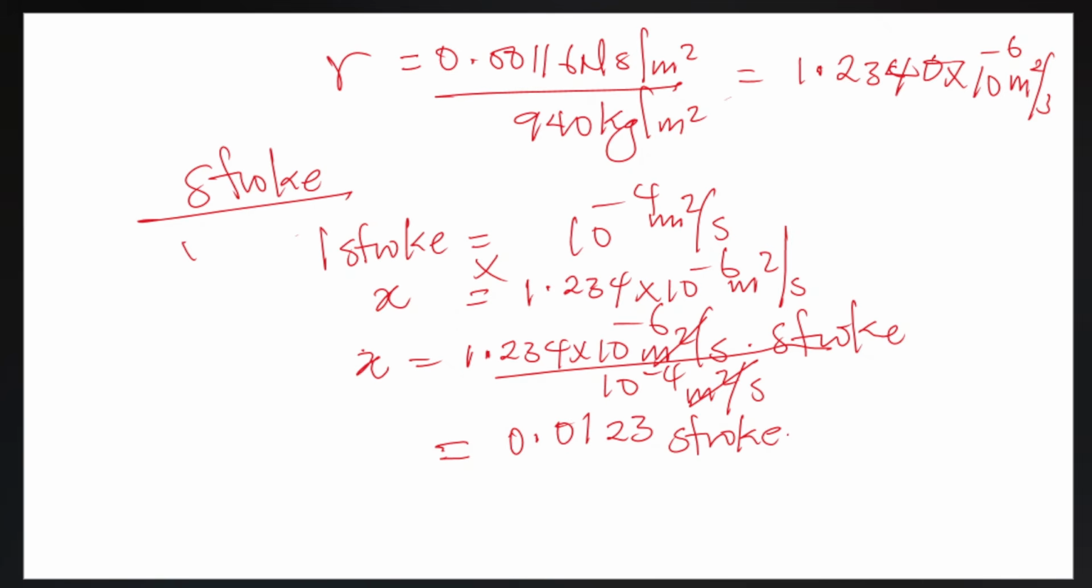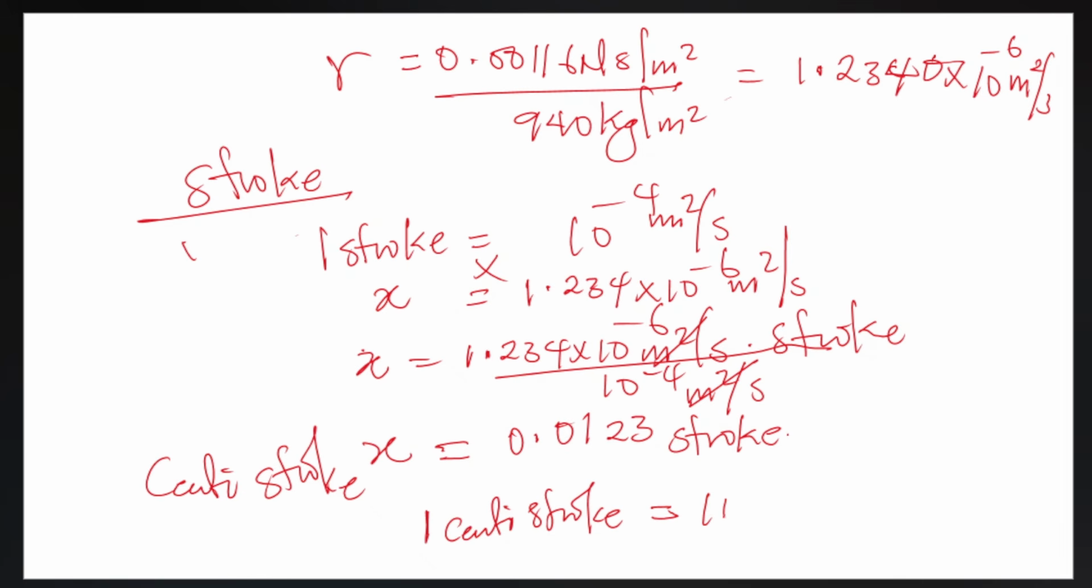Now remember, we're to convert this to centistrokes. This is already in strokes, so we are converting this to centistrokes. Now to convert any value to centistrokes, we know that 1 centistroke is equivalent to 100 raised to the power of -1 strokes. So for you to convert your strokes here to centistrokes, we have that x is equal to 0.0123 strokes. So what you do is you cross multiply.